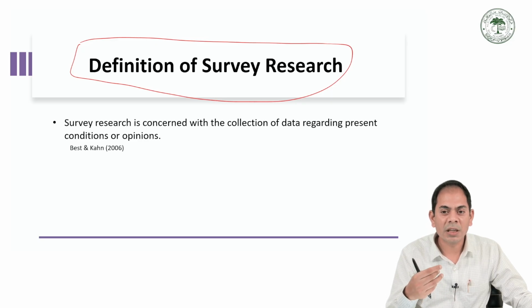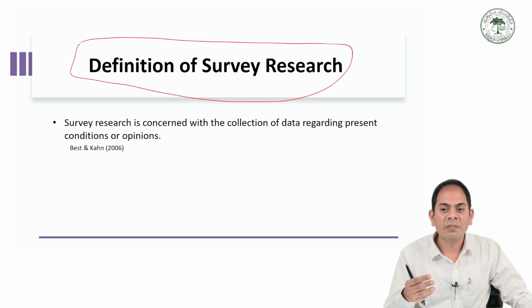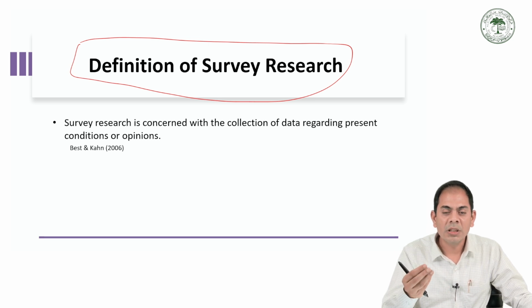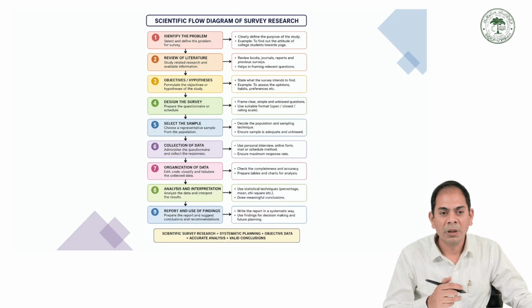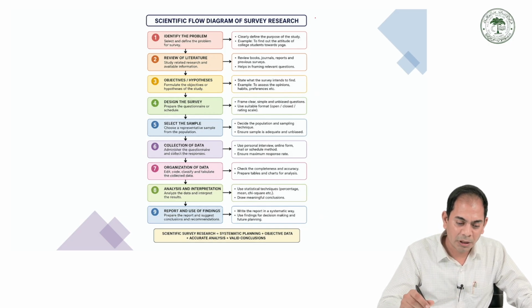Just like we're giving an example, a researcher may conduct an online survey to know the student opinion about the online education system, the new education policy, the changes in the sports policy, or the present fitness level of the athletes. So through the survey, we can collect a large amount of information in an easy way and in a very short period of time. And this is the scientific flow diagram of survey research.